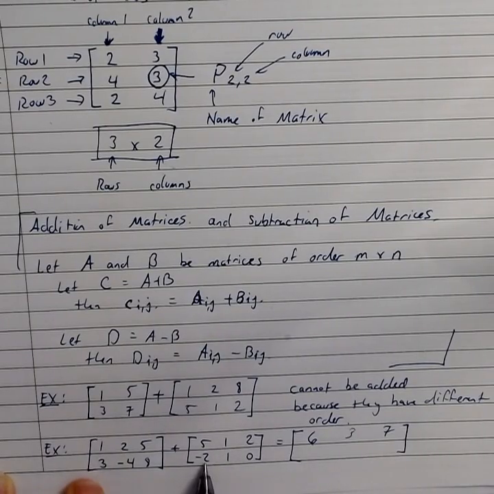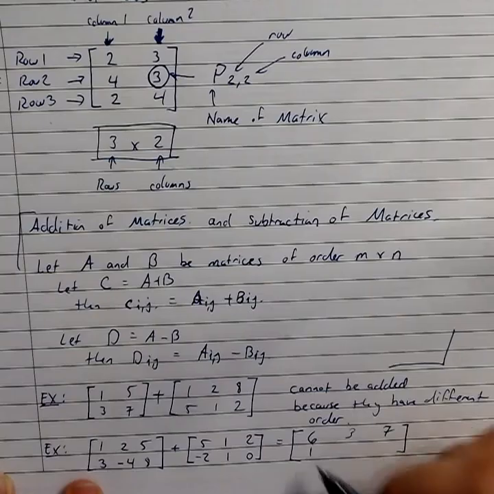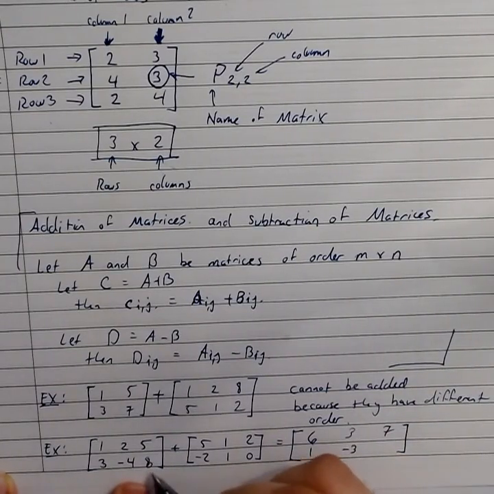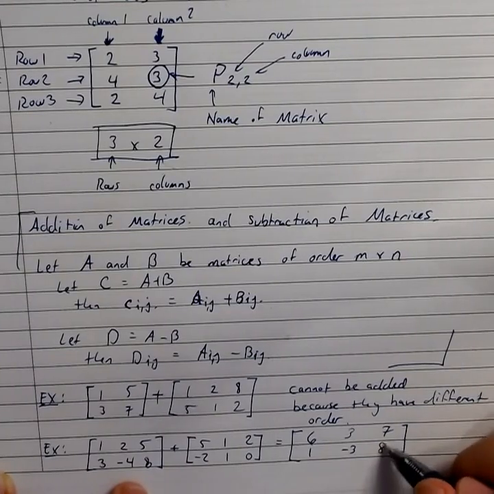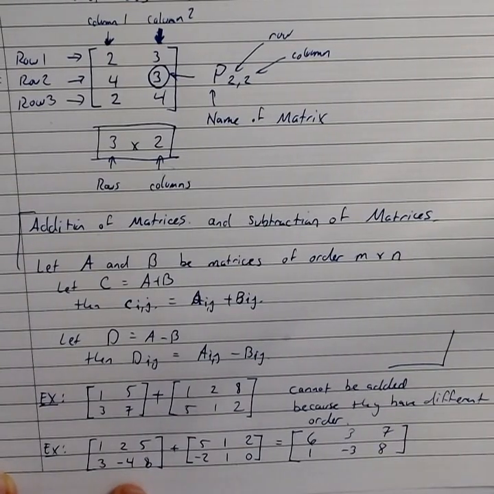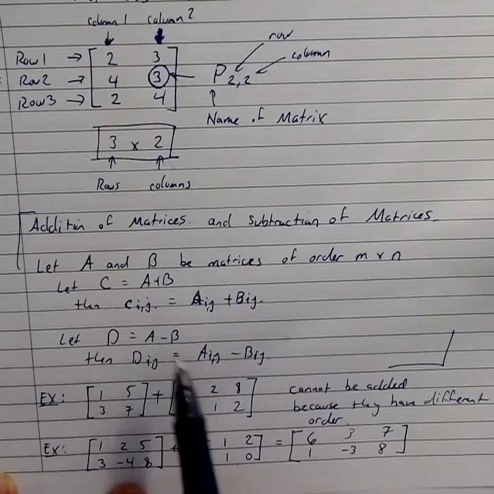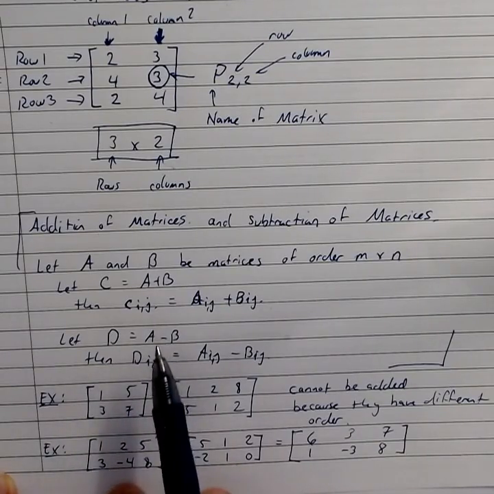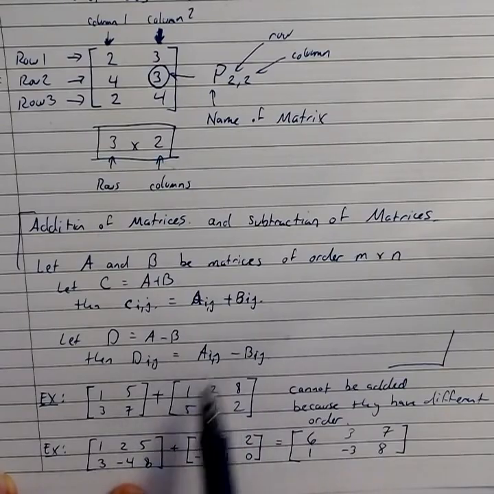If I add these, 3 and negative 2, that'll give me 1. Negative 4 and 1, that's negative 3. And if I add 8 with 0, I get 8. Just like that. Subtraction, you notice, works the same way. To find the elements of the difference matrix, I'm just subtracting the 2 elements in the first 2 matrices that were in the same position.